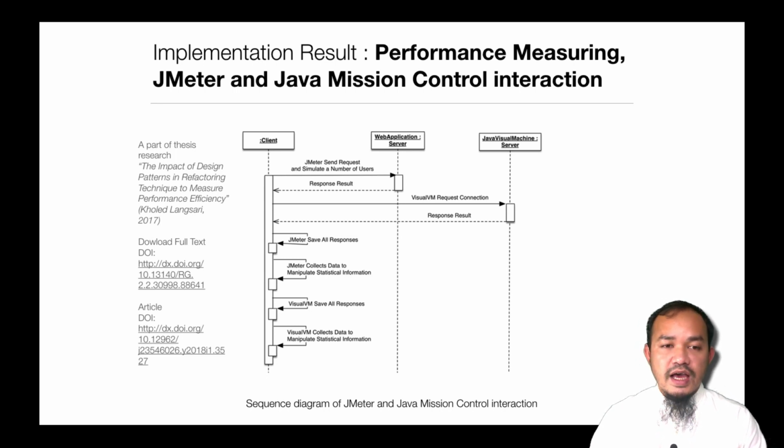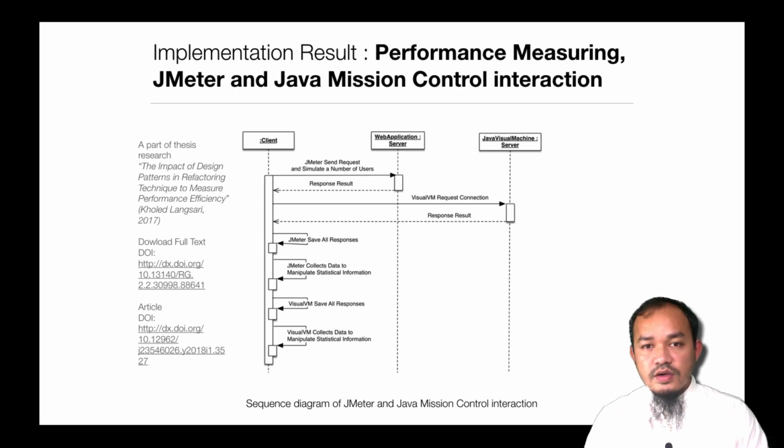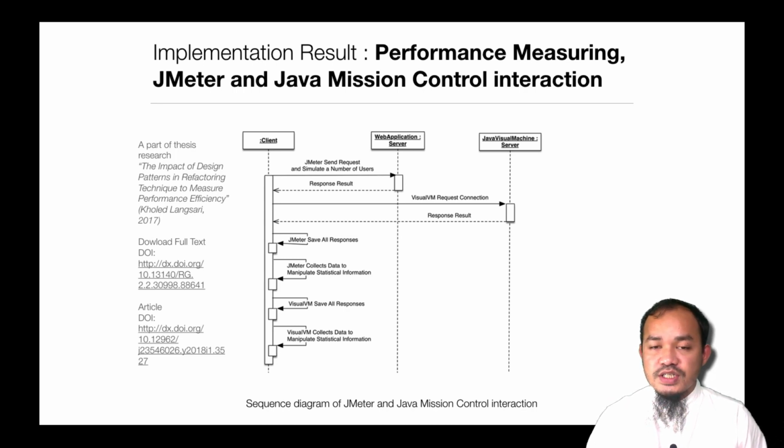You see that there are times, lines, and arrows over there. When you send, there will be that arrow, right? And if you return back, there will be another style of arrow, okay? Also, when you send, the client will send a connection request to the Java virtual machine to see the result, and then it will reply back to you, okay? And then the client will save and collect the data based on the reply of the server, okay?